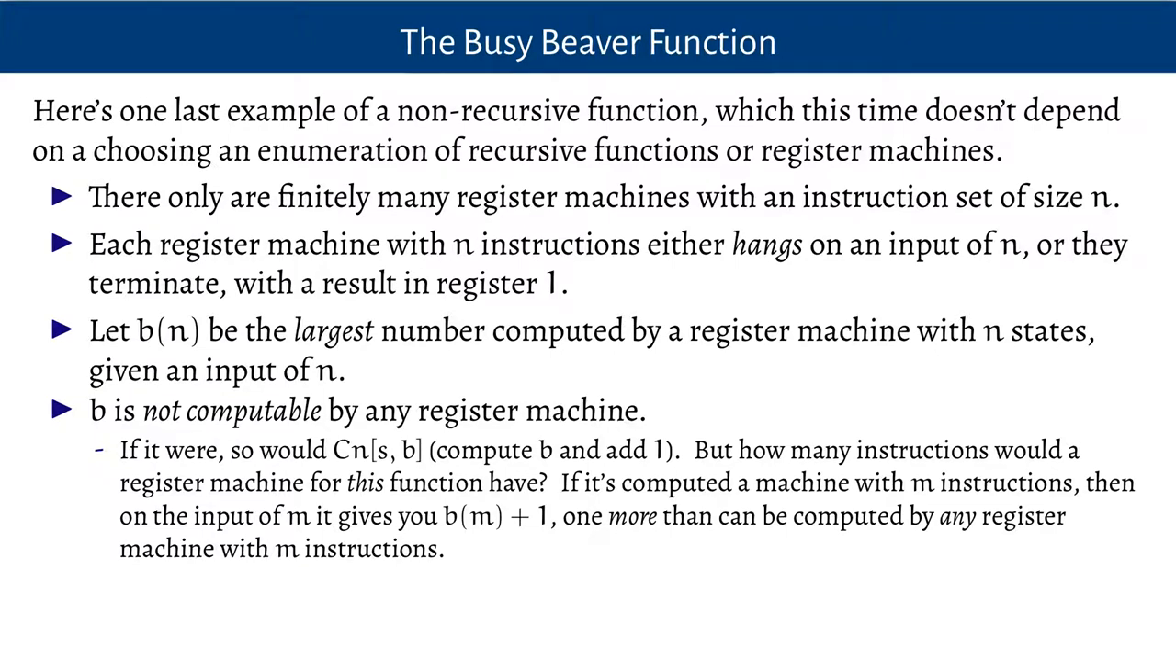So this function, the composition of successor and b, is not computable, is not a recursive function, and so neither is b. So b is a very special function because it grows faster than any recursive function. It calculates a larger number at each stage than any recursive function can do in general.